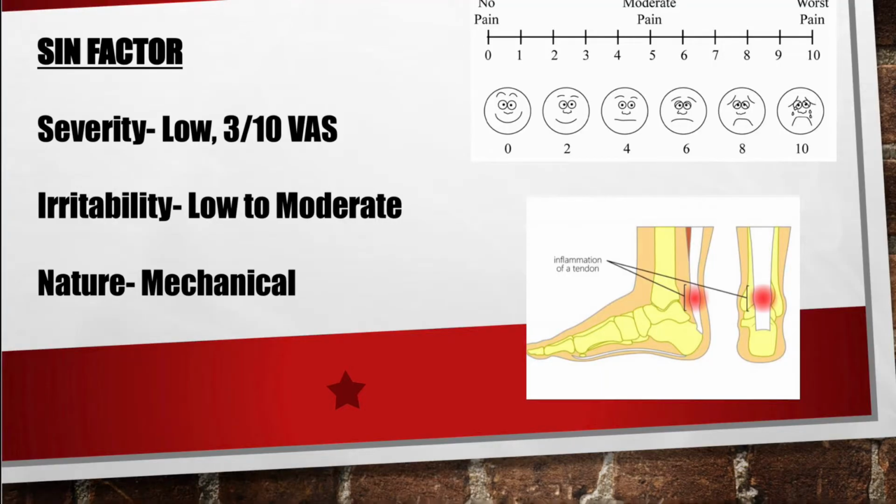During the subjective assessment of my patient, the SIN factor was documented. The severity of the injury is now low, with her VAS pain score being 3 out of 10. The irritability of the injury is low to moderate. This is because there is a dull ache when she runs on a hard surface, but this eases sometimes when she runs on a soft surface such as grass. The nature of the injury is inflammation of the tendon, which then causes the dull pain when she runs.